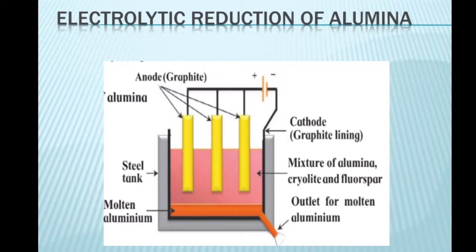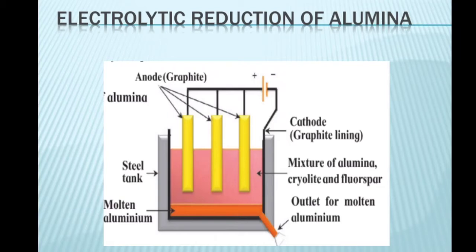In this method, electrolysis of molten mixture of alumina, that is Al2O3, melting point greater than 2000 degrees Celsius, is done in a steel tank. The tank has a graphite lining on the inner side. This lining does the work of a cathode. A set of graphite rods dipped in the molten electrolyte works as anode.